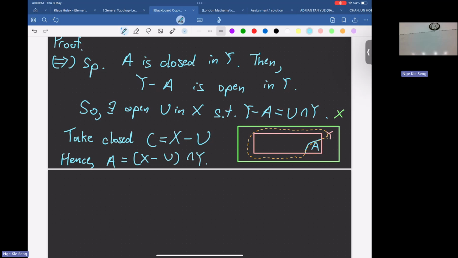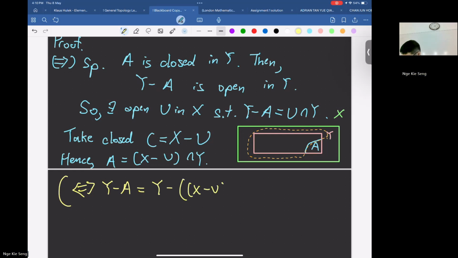Question? Or can we use some set definitions to write it down? Let's see. So can we do this? Okay, so let's do some extra stuff here. Maybe we can consider Y minus A equals Y minus the whole thing. Okay, let's use the set theory stuff to prove it.